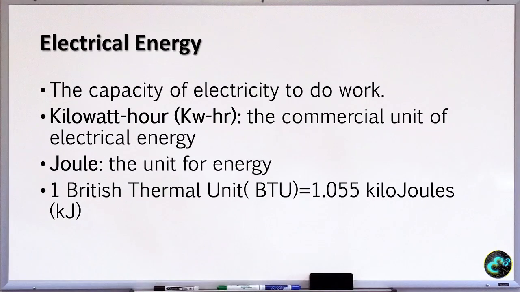Then we have electrical energy. That is the capacity of electricity to do work. It has two units. The first one is kilowatt hour. This is the commercial unit of electrical energy. When you say commercial unit, that is the unit used if you are going to sell electrical energy. In layman's terms, that is what we pay for, the kilowatt hour.